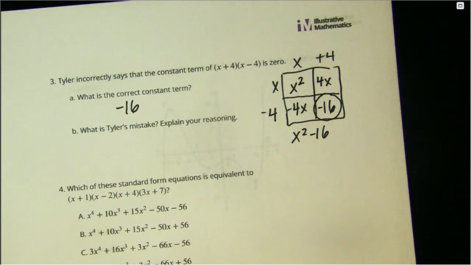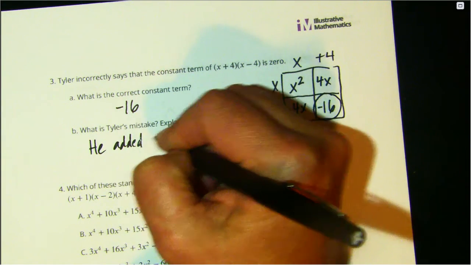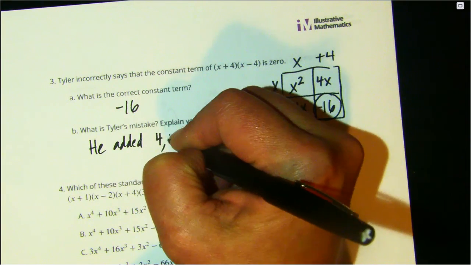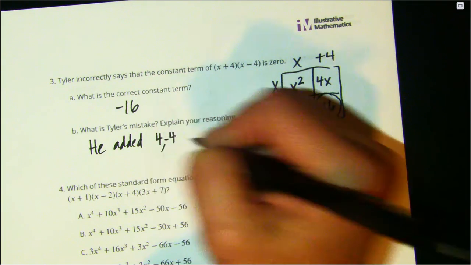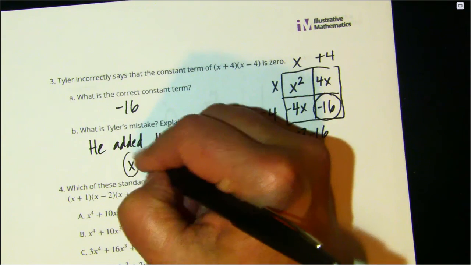What is his mistake? Why do you think he looked at that and thought it was 0? Or maybe he did the box and thought it was 0. How could negative 4 and positive 4 make a 0? He probably thought of adding them. He added 4 and negative 4. You're supposed to multiply.